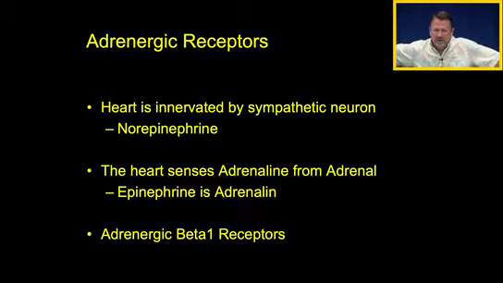And that's because the heart is innervated by a sympathetic neuron that secretes norepinephrine onto the beta receptors. That can speed the heart rate up, but the heart can also sense adrenaline coming from the adrenal gland in the blood, and that has access to those receptors, and so that speeds the heart rate up as well. And that is mediated by receptors. We call those beta-1 receptors. Beta-1 in the heart.